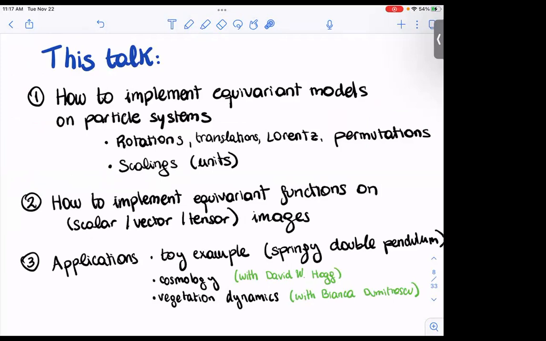I have an application which is a toy example that may be very related with the things that you do at this group, because it is like a toy dynamical system that we can implement with the symmetries, like a double pendulum with springs. And there's a cosmology application with David Hogg at NYU. And there's a vegetation dynamics example that we do with Bianca Dumitrescu, who is in Cambridge right now.